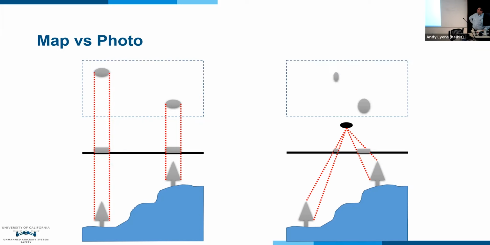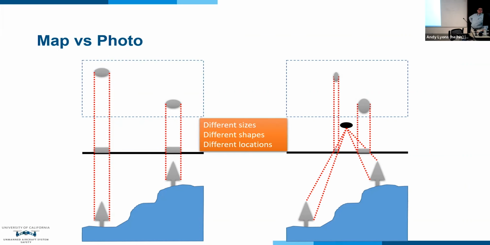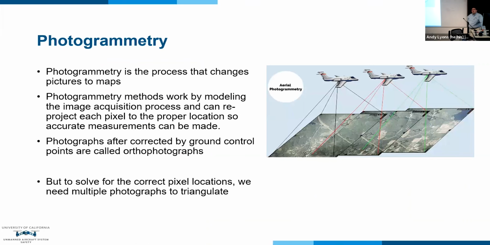Taking the same picture of those same two trees at different elevations, they come out looking very different. That's because it's a different viewing angle. That viewing angle becomes one of our big challenges that we have to overcome. And the way that we overcome it is with photogrammetry. Photogrammetry is a way of taking our pictures from our drones and turning them into orthorectified maps. We'll talk about how we do this in more detail on Wednesday.